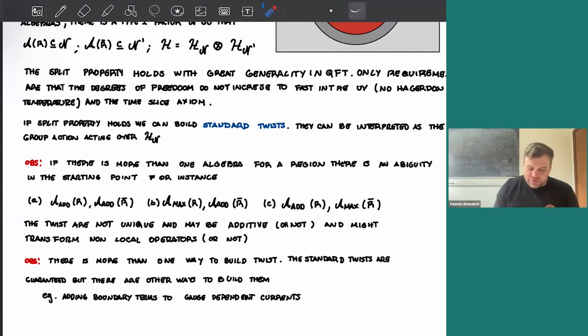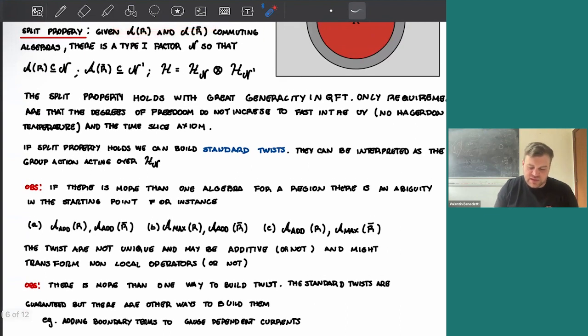So, there is a generalization of this idea that applies to theories with generalized symmetries, because in the case that there is an ambiguity in the choice of the algebra of a region, as we have seen before, then you can do this splitting for any of the choices that are allowed. For instance, if we take the additive algebra in the two regions, or the maximal algebra in one region and the additive in another, or any other choice that actually respects causality and the two algebras are originally commuting, we can do this split. And each one of these splits will give you a different standard twist, because it will give you a standard twist for the algebra that you begin with.